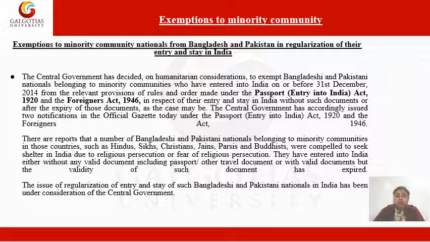There are reports that a number of Bangladeshi and Pakistani nationals belonging to minority communities in those countries, such as Hindu, Sikh, Christian, Jain, Parsi and Buddhists, were compelled to seek shelter in India due to religious persecution or fear of religious persecution. They entered India either without valid documents including passport or other travel document, or with valid documents but the validity of such documents had expired.